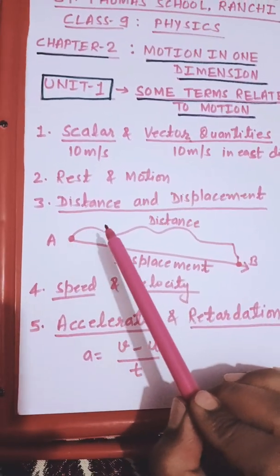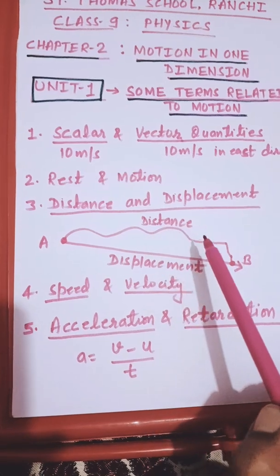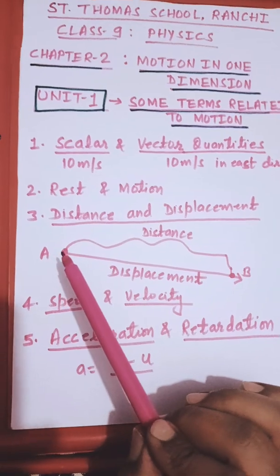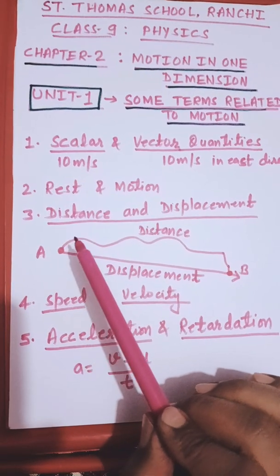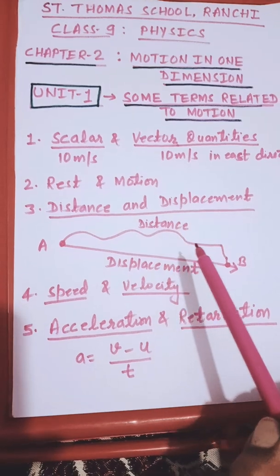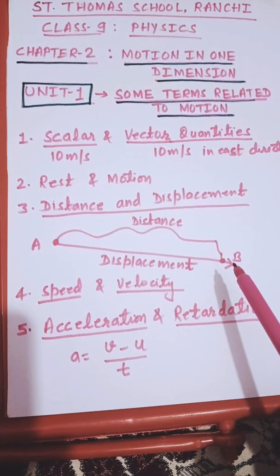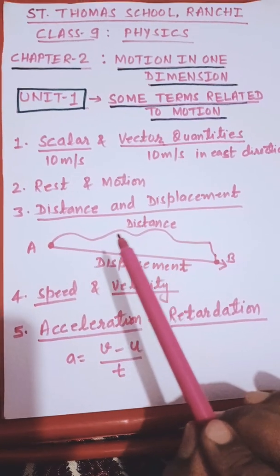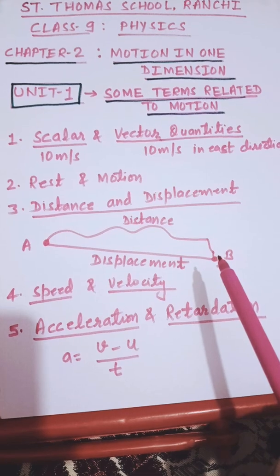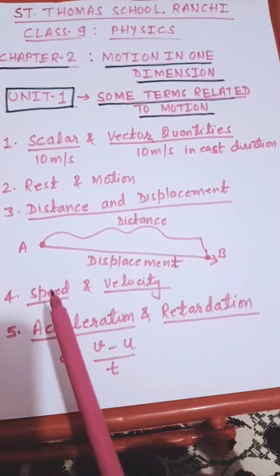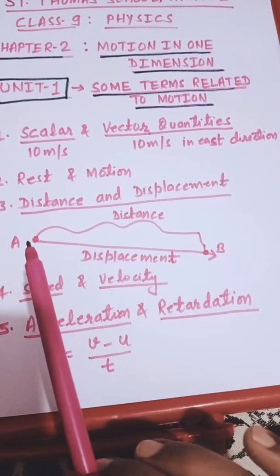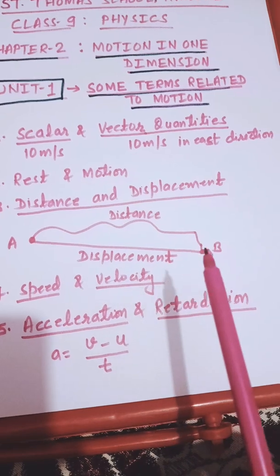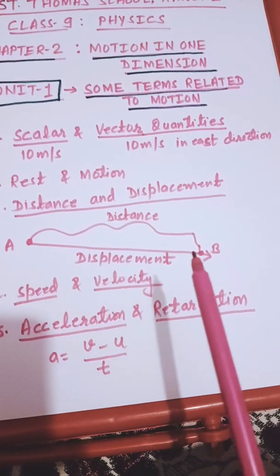The next topic is distance and displacement. Distance is the total path covered by an object, or the total path traversed by an object. Suppose an object starts moving from point A and goes in different directions like this, as you can observe in the diagram, and it reaches point B. So the path it has covered from A to B is called the total distance covered by the object. But when we draw a straight line, the shortest distance between A and B, it becomes the displacement of the object.